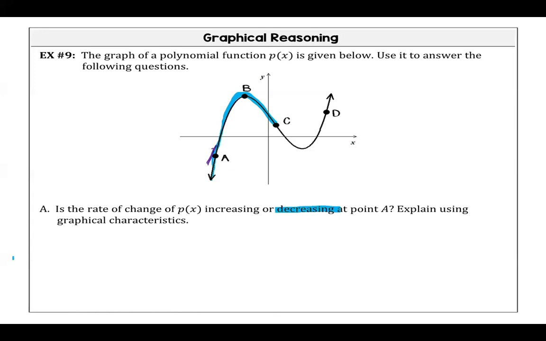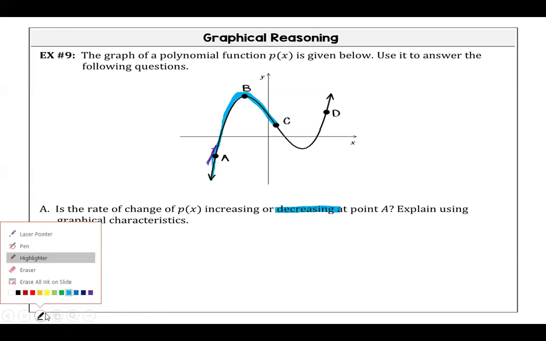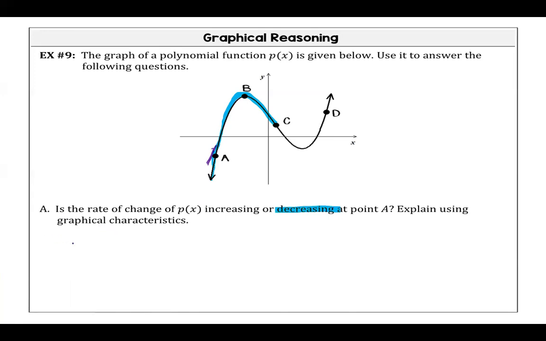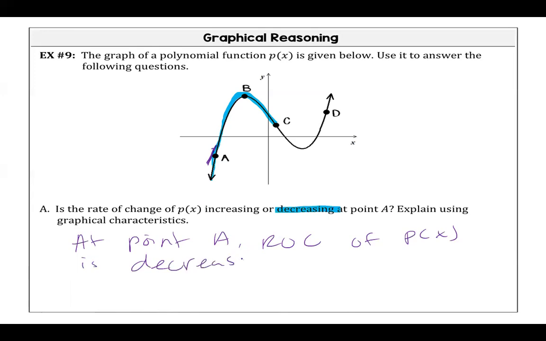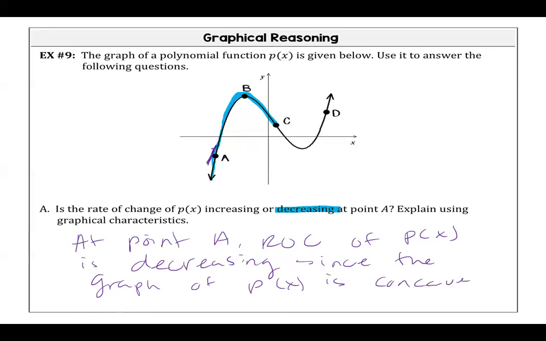Okay. So the best way we're going to write this is: at point A, the rate of change of P of X is decreasing since the graph of P of X is concave down. And that would count as a justifiable answer.